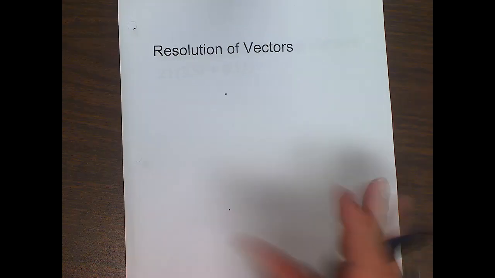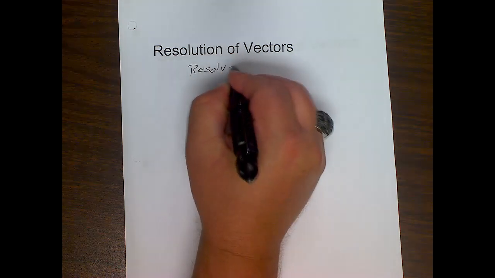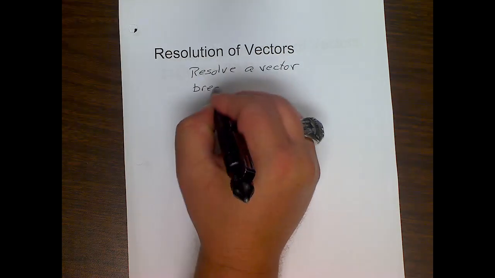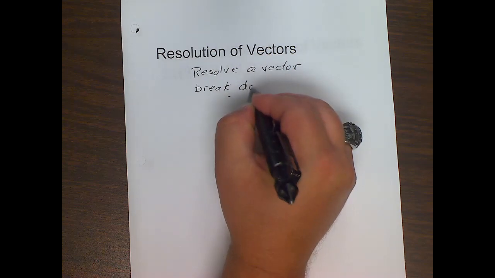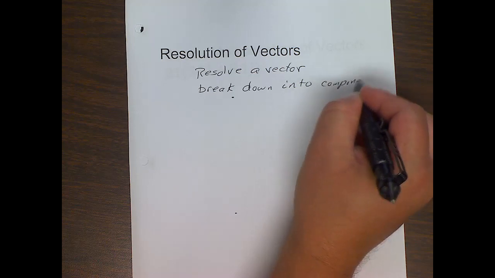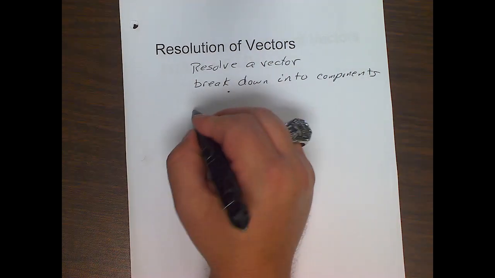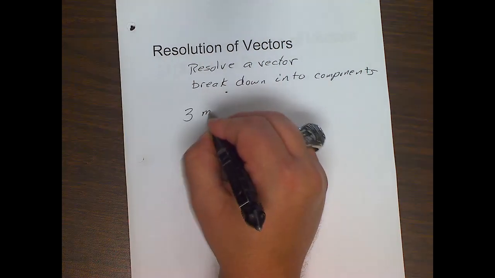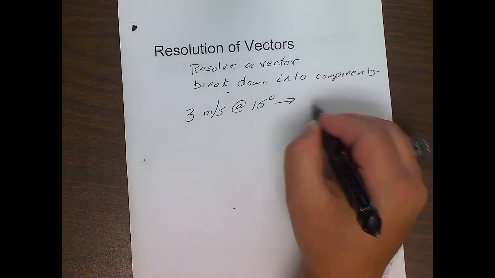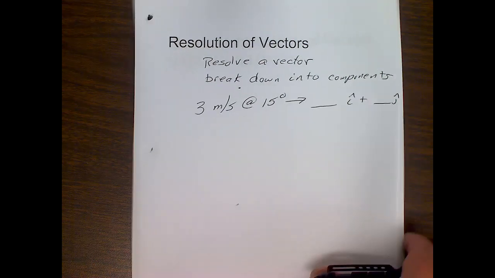The process of resolution of vectors means, and we oftentimes will say to resolve a vector, means to break it down into components. In other words, into the form we just saw, from something that might look like this: 3 meters per second at 15 degrees into some i hat plus j hat form. That's the resolution of vectors.